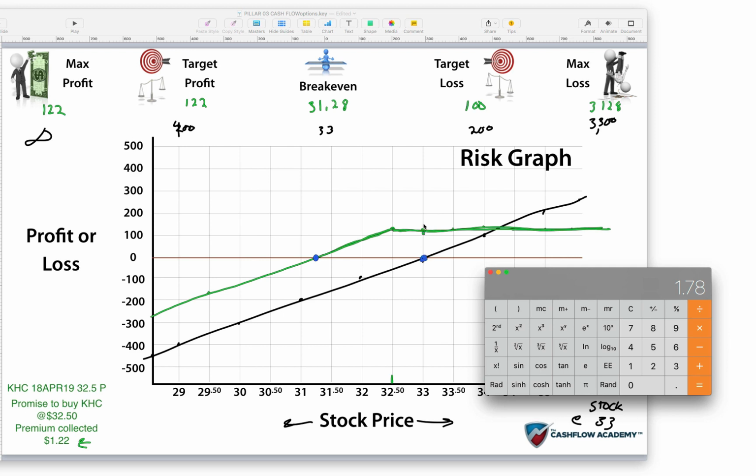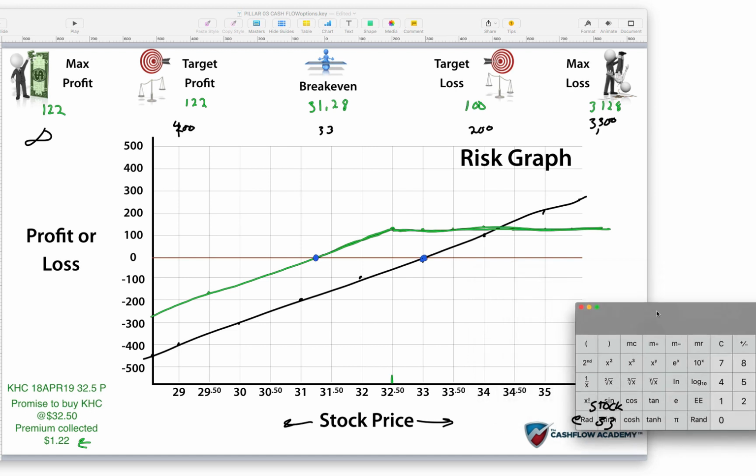So this is what the graph would look like at expiration. This is your profit and loss at expiration. We're not going to include the time portion of this, just the intrinsic portion, to make it simple. But that's a basic risk graph for this trade.